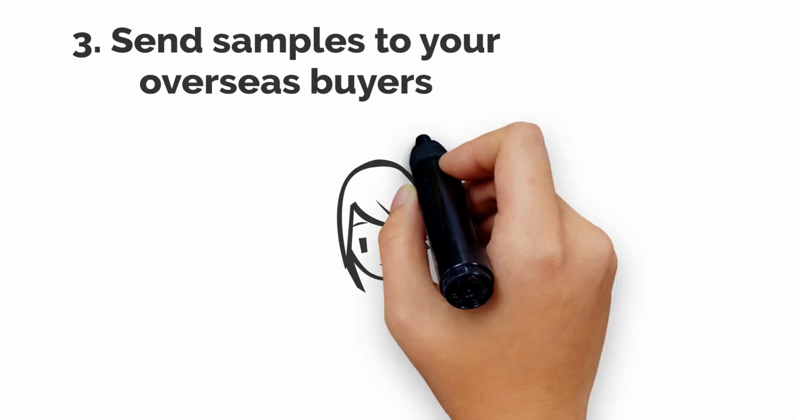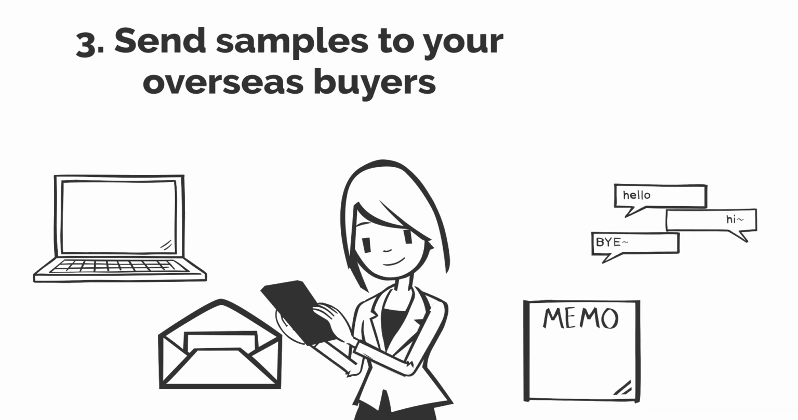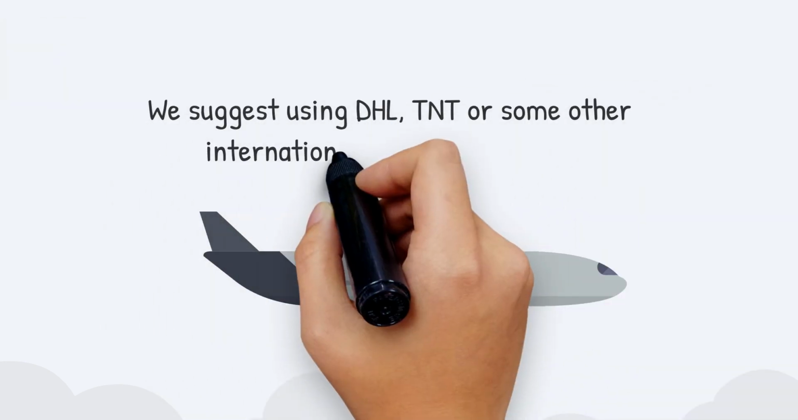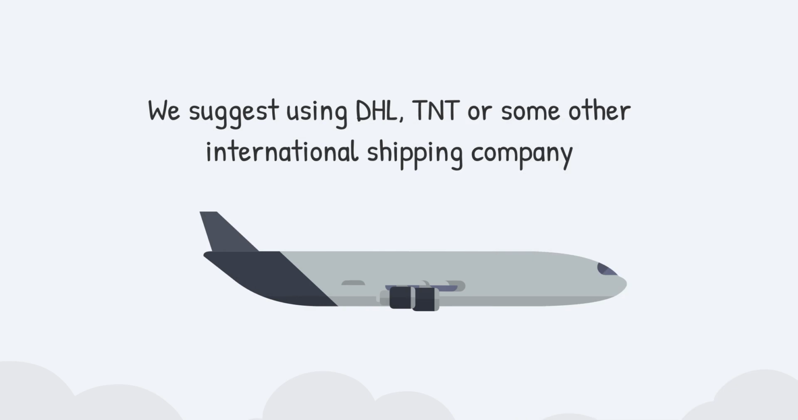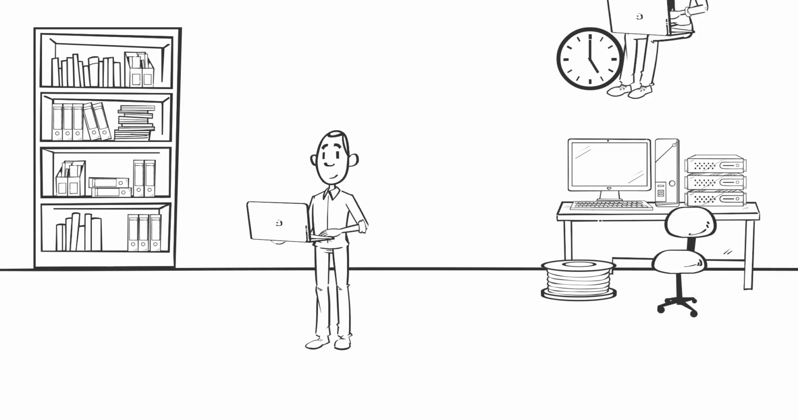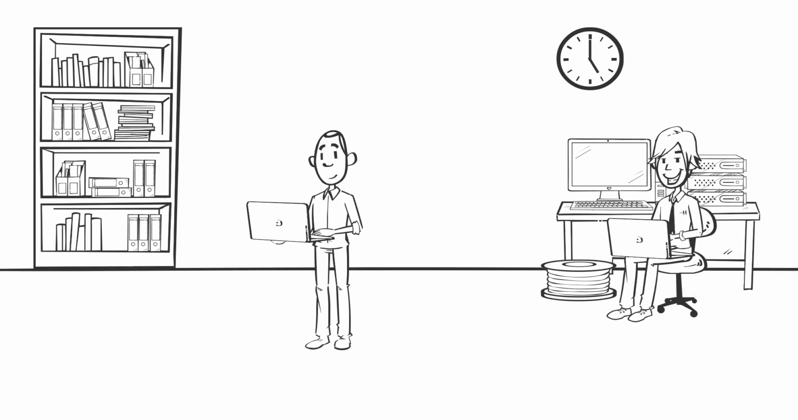3. Send samples to your overseas buyers. If you found a potential overseas buyer, definitely, they will ask you to send them a sample. You need to pack the sample and ship it to your customer so they can check your product. We suggest using DHL, TNT or another international shipping company. They will help you to fill in export documents and will tell you what you need to provide them.